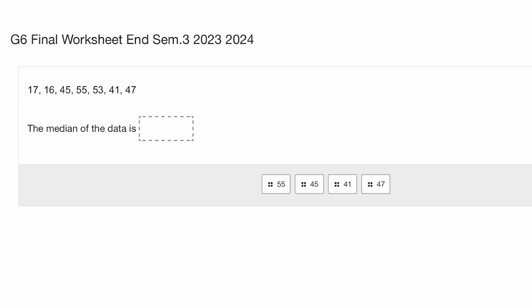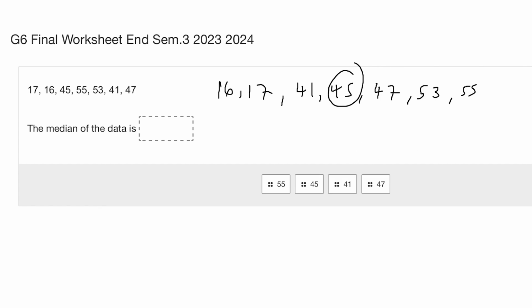The median, as we said before, is the value which is exactly in the middle, but after arranging the values. So we'll arrange these values: 16, 17, 41, 45, 47, 53, then 55. The value which is exactly in the middle is 45. So the median here is 45.